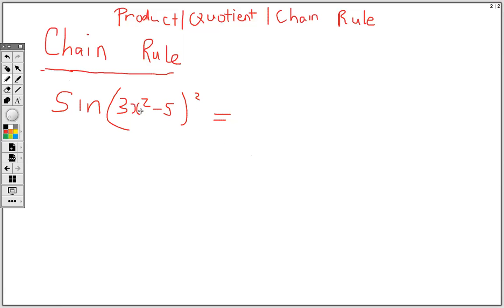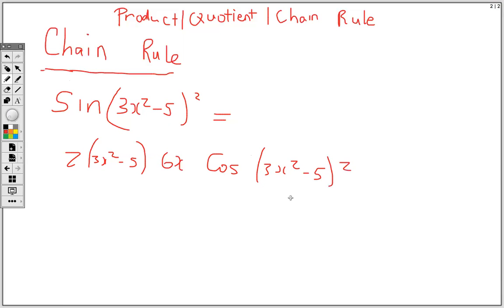So differentiating 3x squared minus 5 all squared, we're going to have 2, then write out the 3x squared minus 5. The 2 is gone because 2 minus 1, that's just 1. And then differentiate the inside, so we have 6x. Then differentiate sine, we get cos of 3x squared minus 5 all squared.